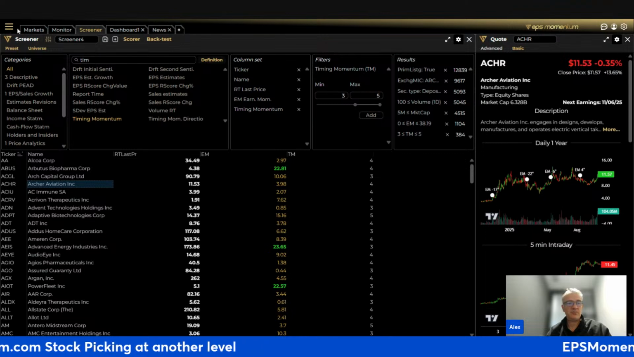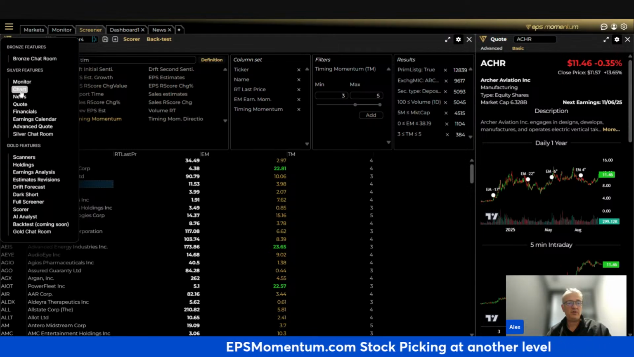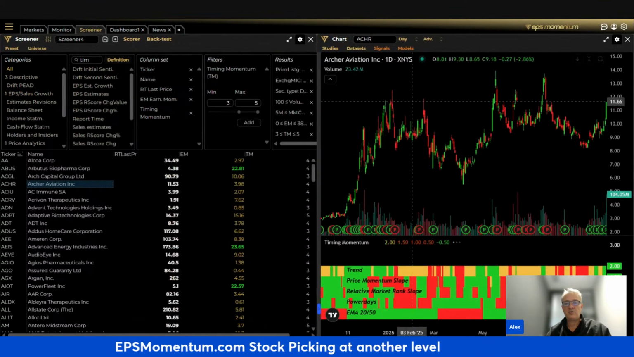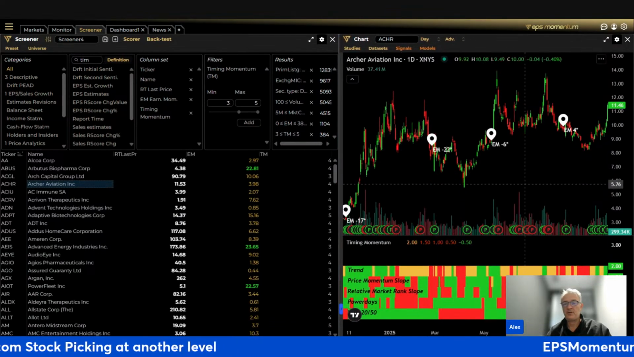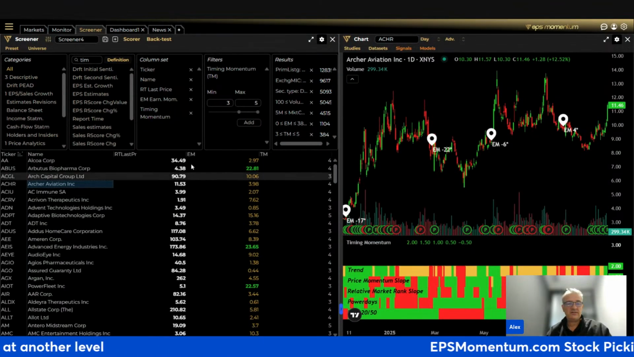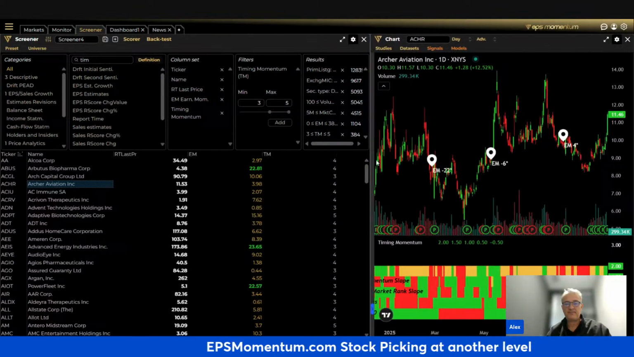Let me just pull up the chart here so that we can illustrate. You go to the hamburger menu, click on chart, launch a chart, you close the quote, and here you have it. Okay, so that's really useful. I have my timing momentum here, which is what I want.